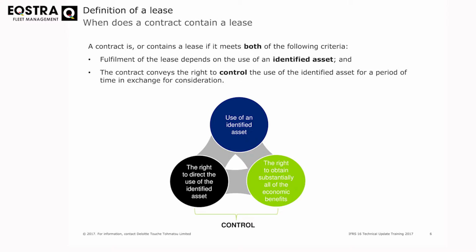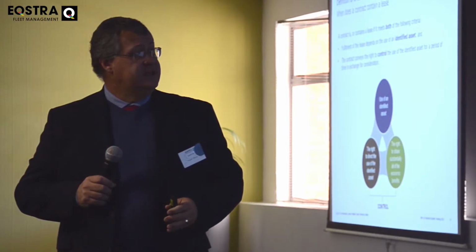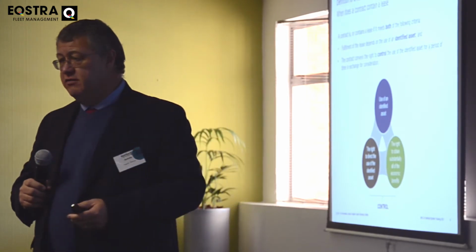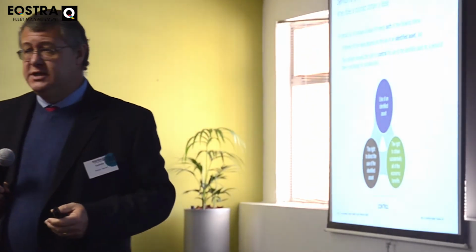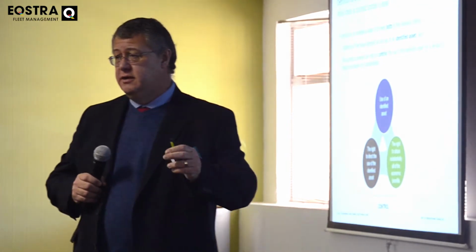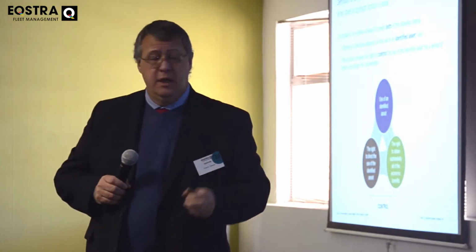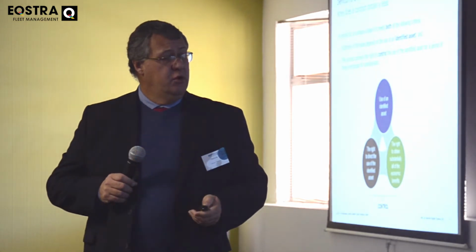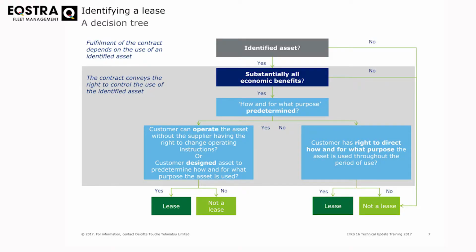Fulfillment of the lease contract has to depend on an identified asset, and the contract conveys the right to control the use of the identified asset for a period of time in exchange for consideration. Sometimes it's easy: you sign a contract that says lease on the top. Most of those are leases, and so they'll be in scope. It, however, can get a little more complicated. If you're a ShopRite or a Pick n Pay, what the guys do is they put panels down the side of your truck in a lot of cases.